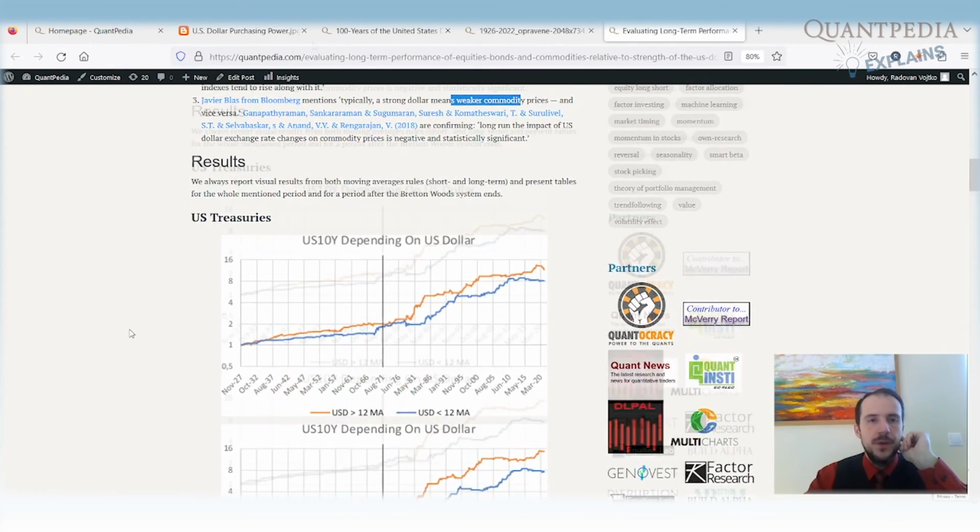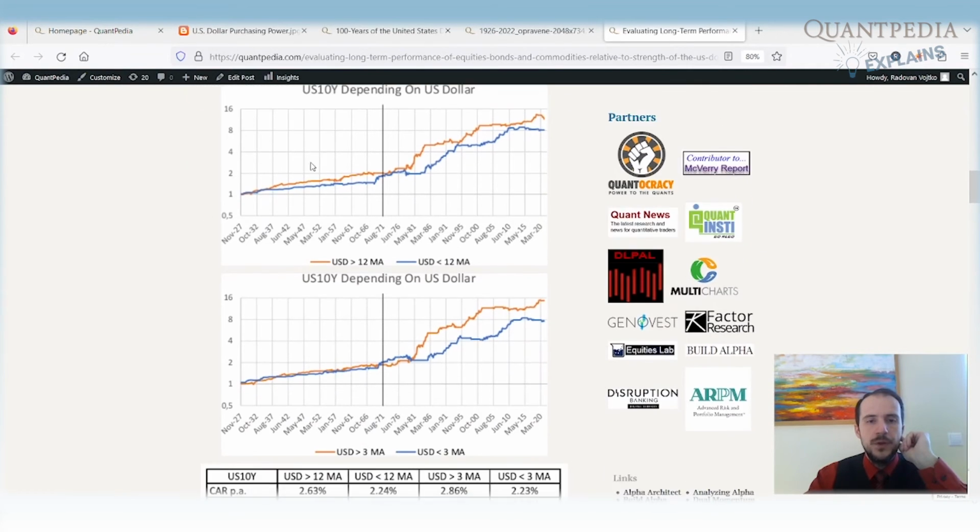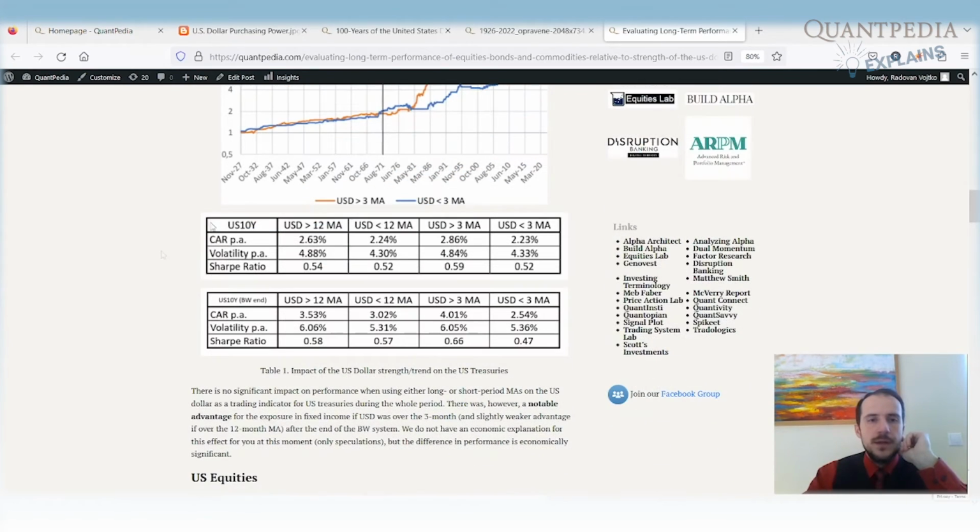What are the results? We calculated a short and long-term moving average of the US dollar. For the long-term average, we checked if the US dollar price is over or under the 12-month moving average, and the short-term trend is whether the US dollar is over or under the 3-month average. So we always calculated those averages on the US dollar, and then we checked the performance of the other assets. So if we are over the US dollar moving average, what is the performance of the treasuries? Here are the results in the tables.